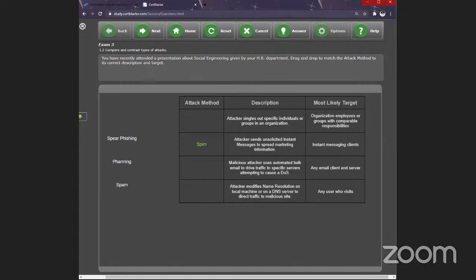Spam is malicious, where the attacker uses automated bulk email. Farming is where the attacker modifies name resolution on DNS servers. And spear phishing is where the attacker singles out specific individuals or groups in the organization. So you know what I'm about to ask you next, right?